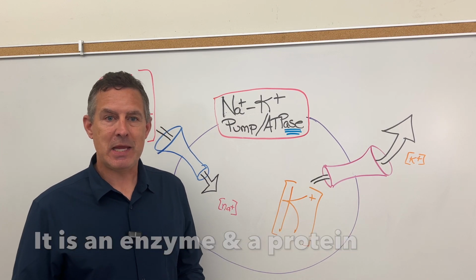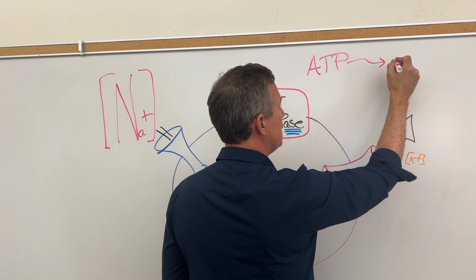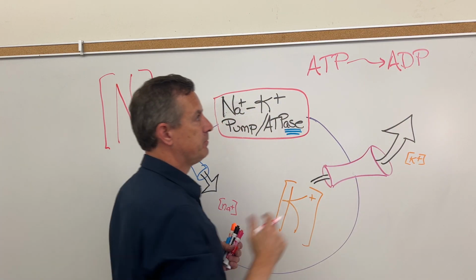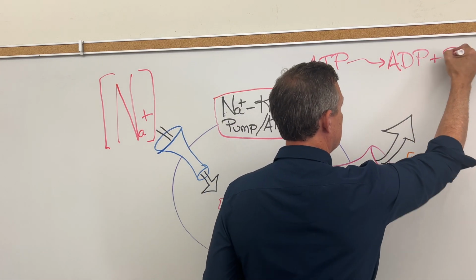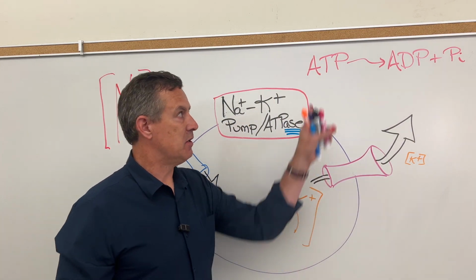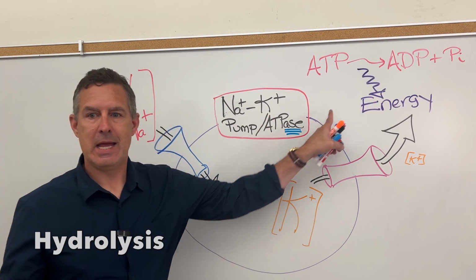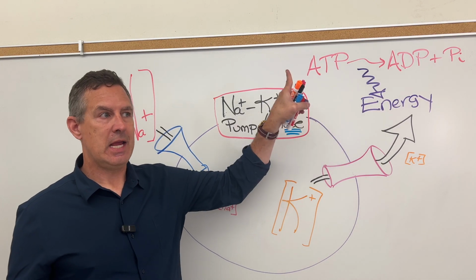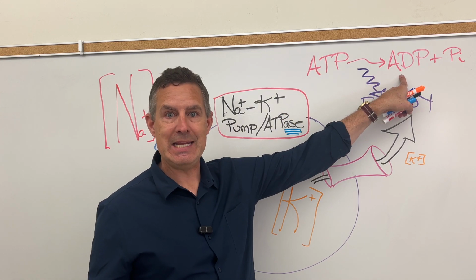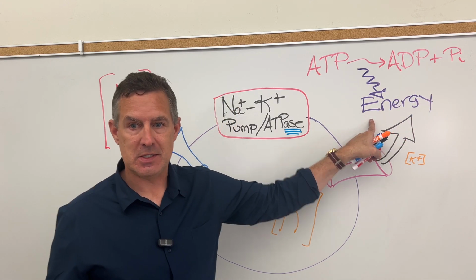And when ATP is broken down into adenosine diphosphate and one inorganic phosphate, and in the process of this breakdown of ATP, or the hydrolysis of ATP, energy is released. In the hydrolysis of ATP into ADP and one inorganic phosphate, energy is released.